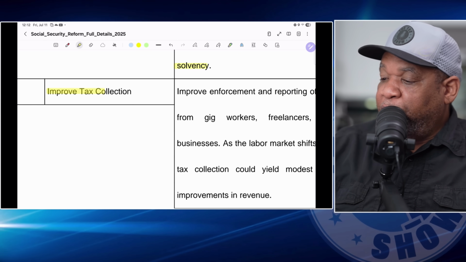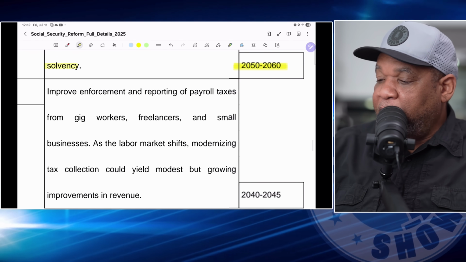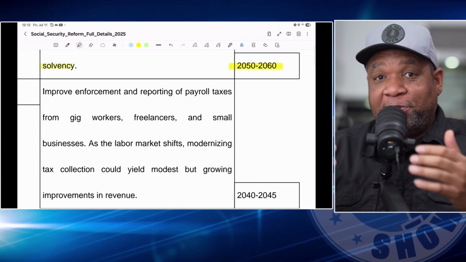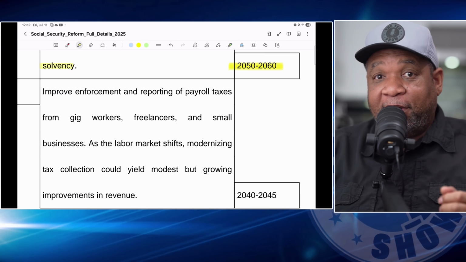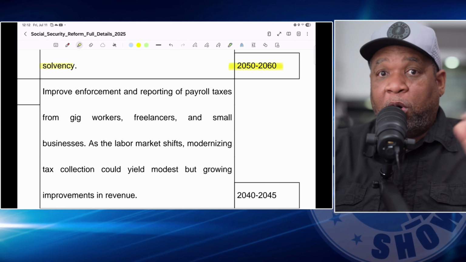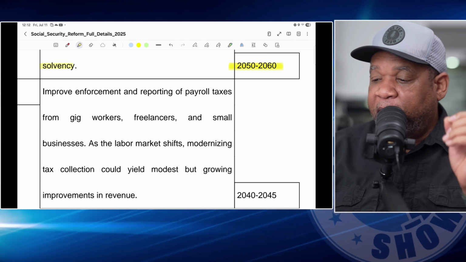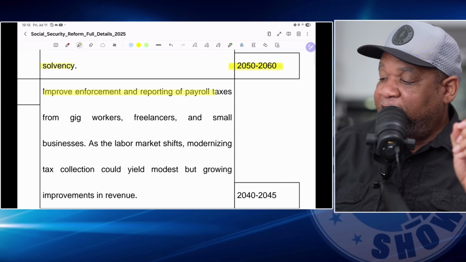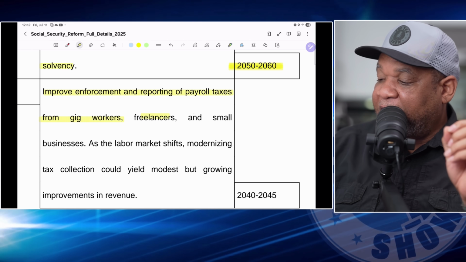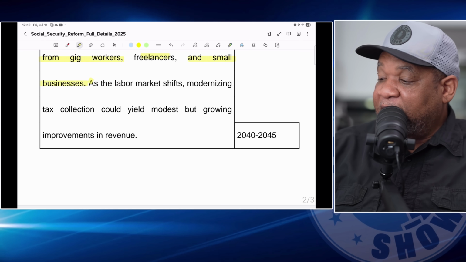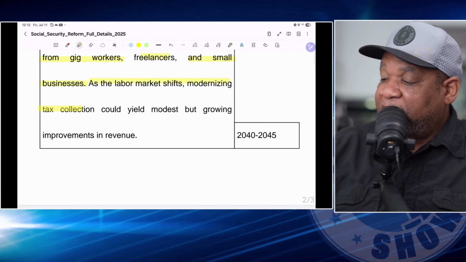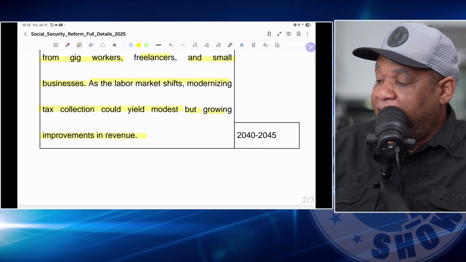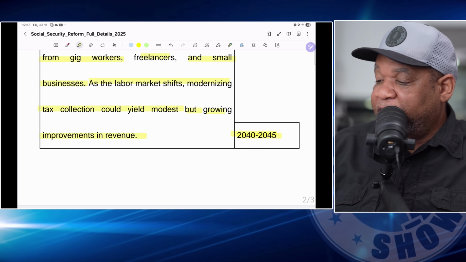Okay, next one here, it says improving tax collection. And what have we also been hearing about? They want to lay off more people from the IRS. You've had some politicians out there, and the current administration, talking about how we should do away with the IRS, we shouldn't even have the IRS at all. But what they're saying here is they want to improve enforcement and reporting of payroll taxes for gig workers, freelancers, and small businesses. As the labor market shifts, modernizing tax collection could yield modest but growing improvements in revenue. This would extend it out to between 2040 and 2045.